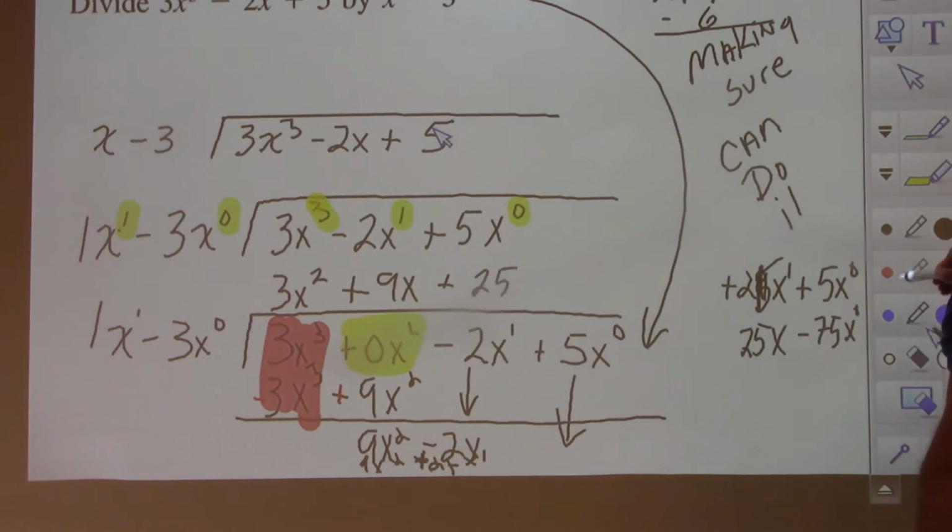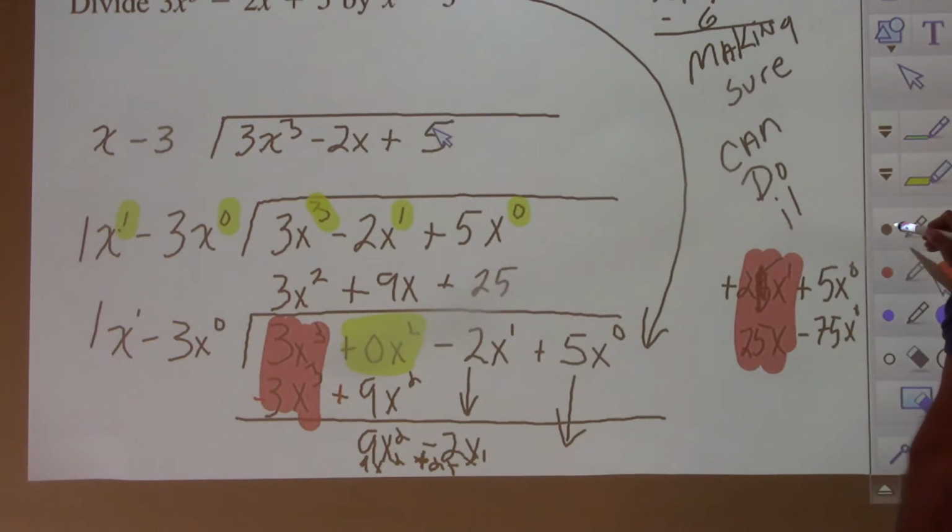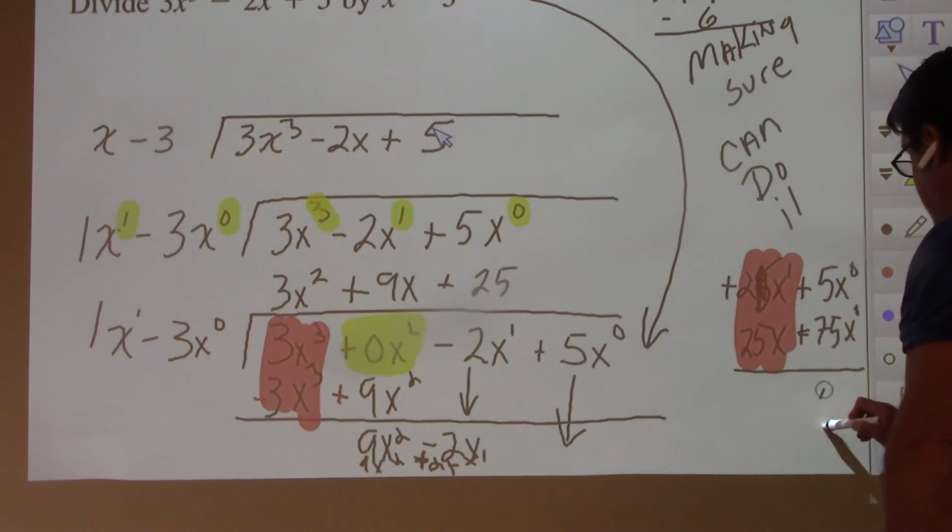And again, this will go out. This becomes a positive, correct? Yes. Please make sure. And that would be 80 remainder.